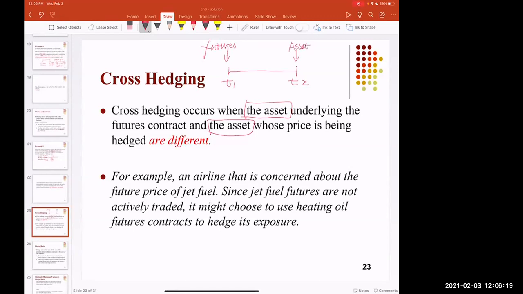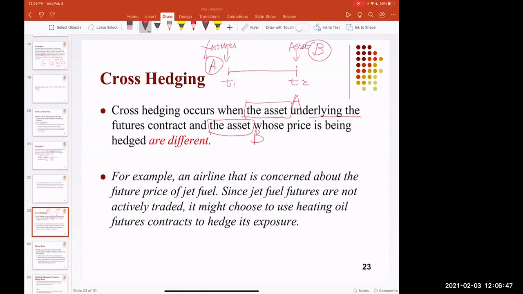So this is the asset underlying the contract. Let's call this asset A. And the asset whose price is being hedged, this is B. Asset A and asset B could be exactly the same, or could be not the same. If they are not the same, which is different, then we call this cross-hedging.